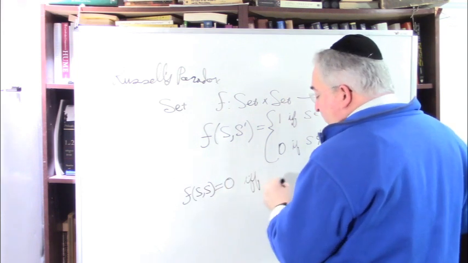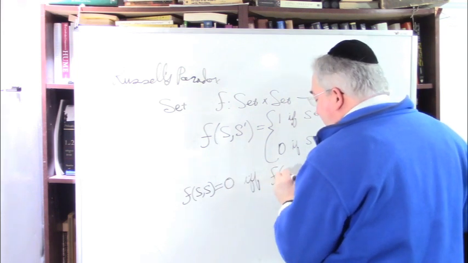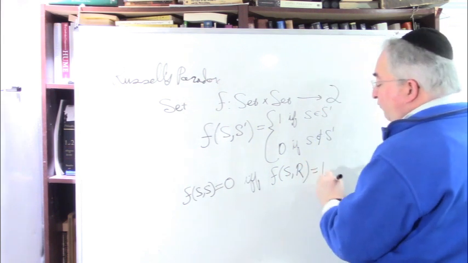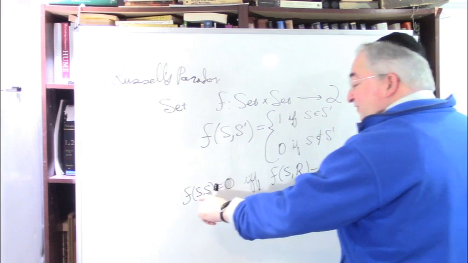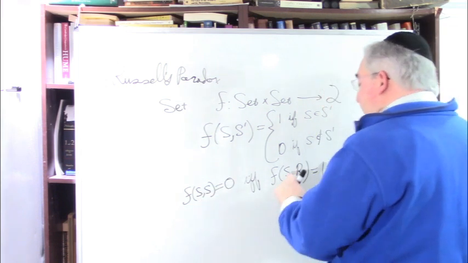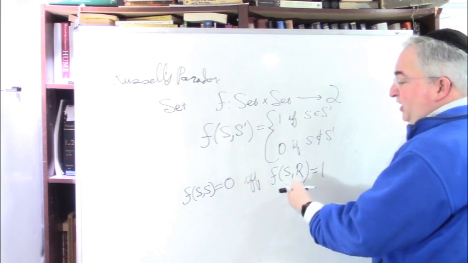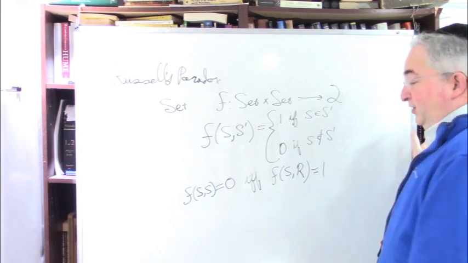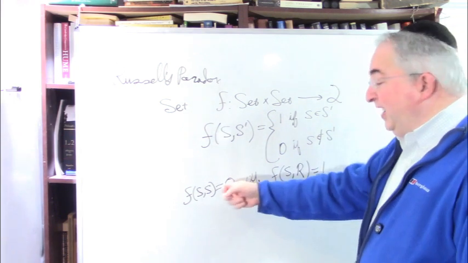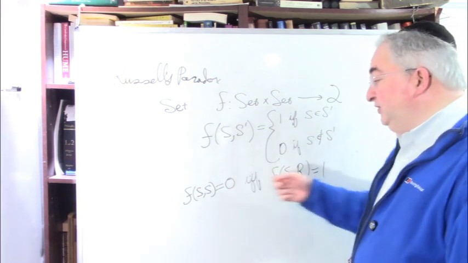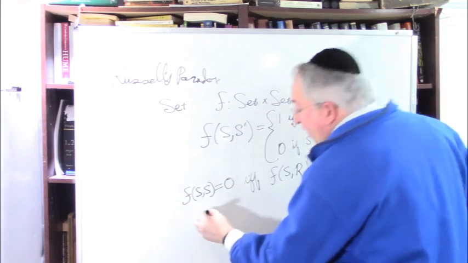then by definition, f of S comma R. So this is the definition of what R is. If a set doesn't contain itself, then that set is in R. That's the definition of R. It's all those sets that don't contain themselves. Now this is true for every possible set S, including R.